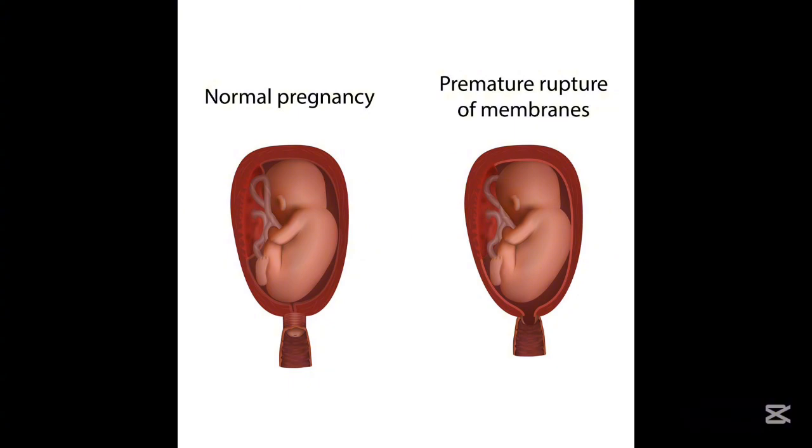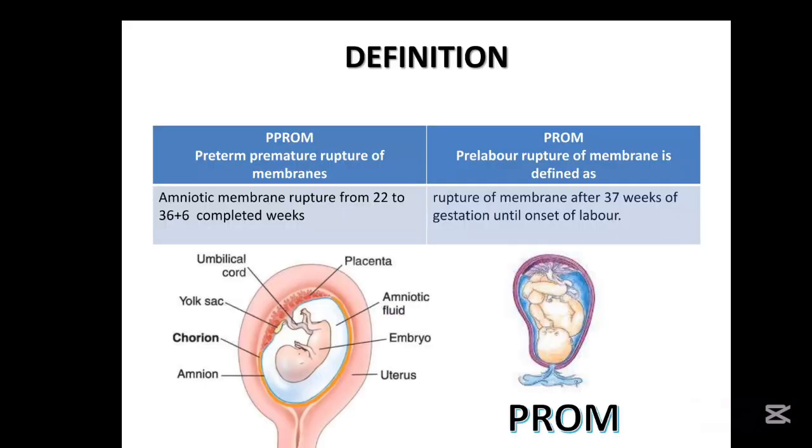So what is the classification? Mostly the classification can be term PROM, which occurs at greater than or equal to 37 weeks of gestation but before the onset of labor. So that is term premature rupture of membranes. We also have preterm premature rupture of membranes or PPROM. This one occurs at less than 37 weeks of gestation. We also have prolonged premature rupture of membranes. This occurs when the membranes have been ruptured for more than 18 hours before delivery.